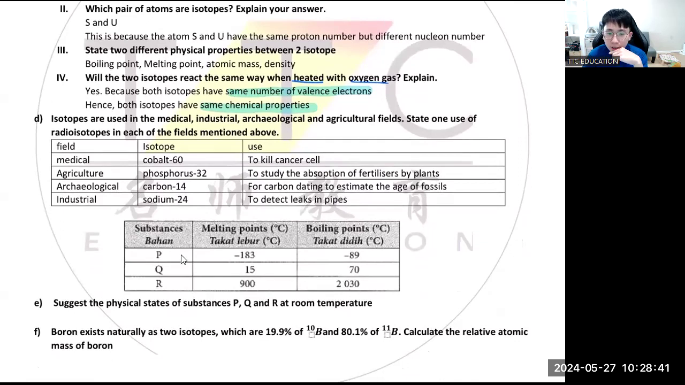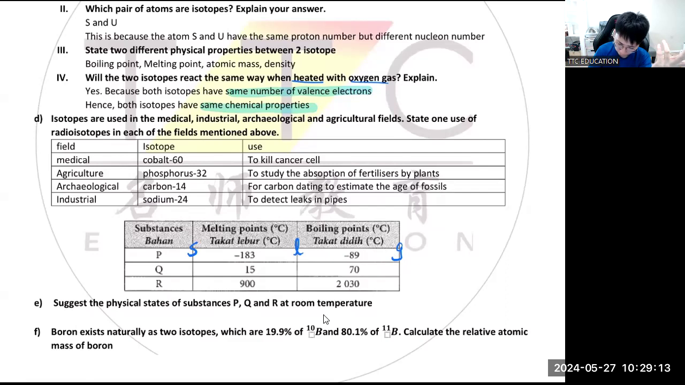Okay, and the next question is, you see, we have P, Q, R, melting point and boiling point. Guys, how do you do this kind of question? Always try to remember, before melting point means it's not melted, so it's solid. After melted is liquid. After boil is gas. So you go in a flow like this. If the question is below melting point, then you can say it's solid. Above, then liquid, above boiling then gas. Okay. So suggest the physical state at room temperature.